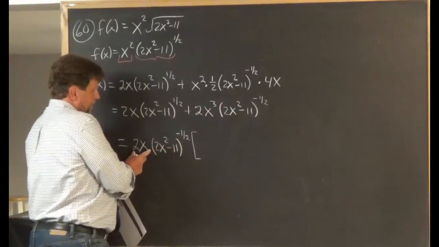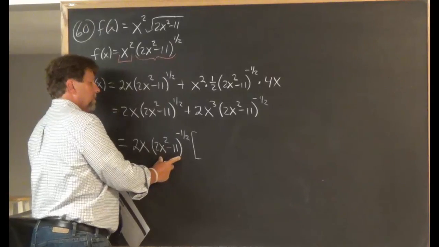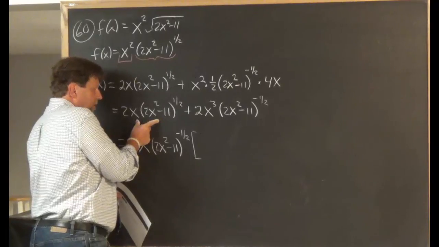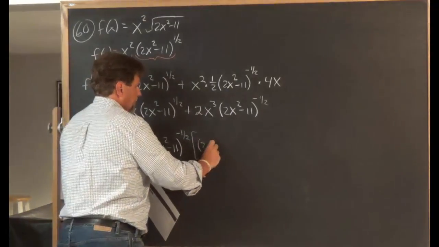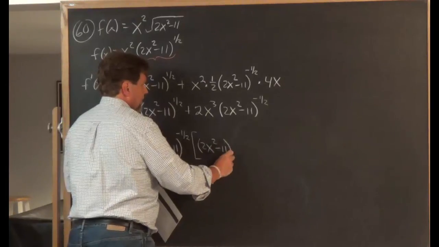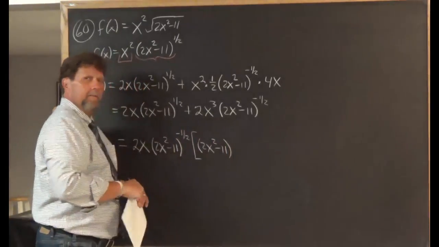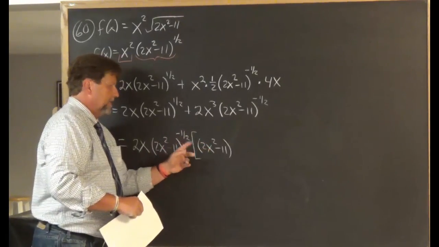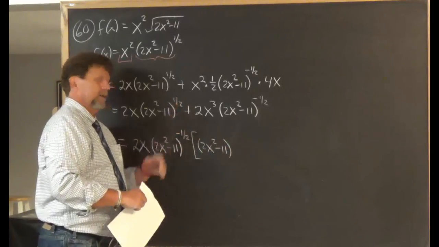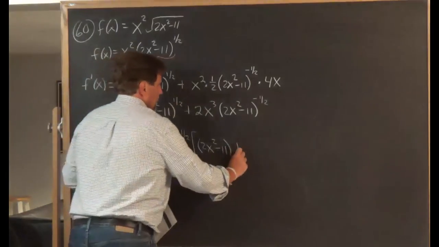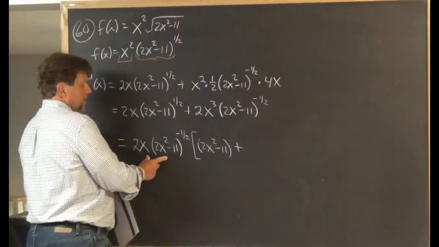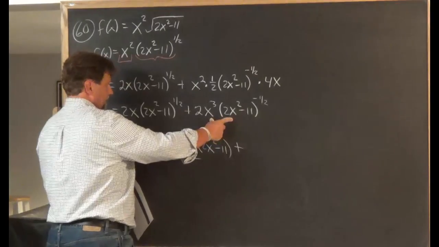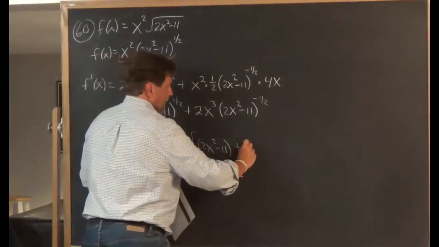So if I factor a 2x squared minus 11 to the negative 1/2 power out of the first term, I'm just going to be left with a 2x squared minus 11 to the first power. Because if I were to distribute back in, these bases are the same. I would add the exponents, gives me a 1/2. If I factor quantity 2x squared minus 11 to the negative 1/2 out of this term, it looks like I'm just going to be left with an x squared.